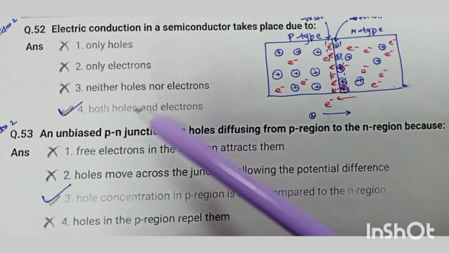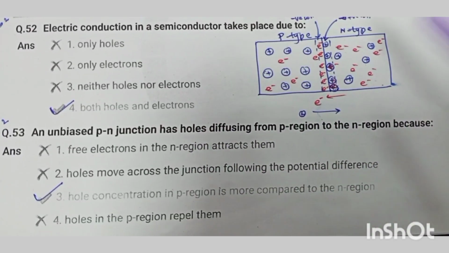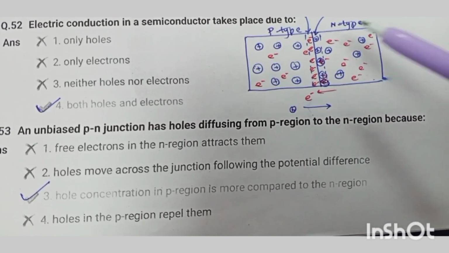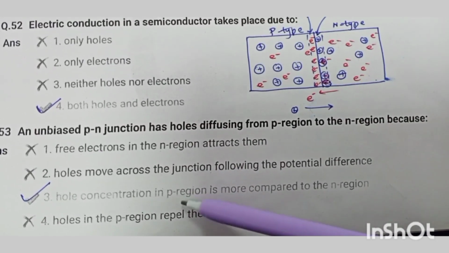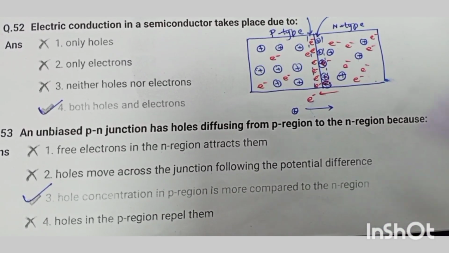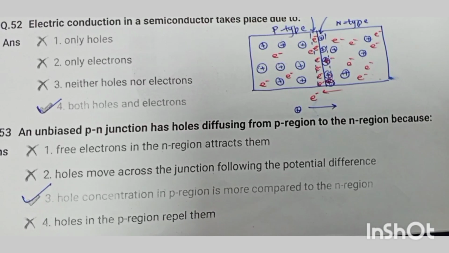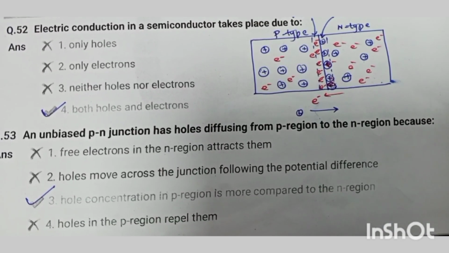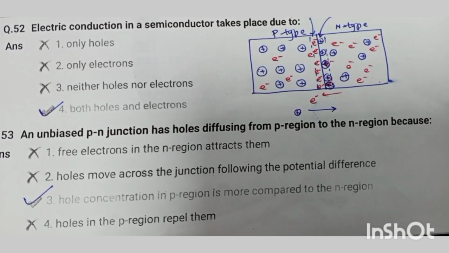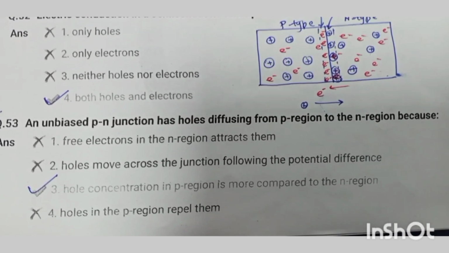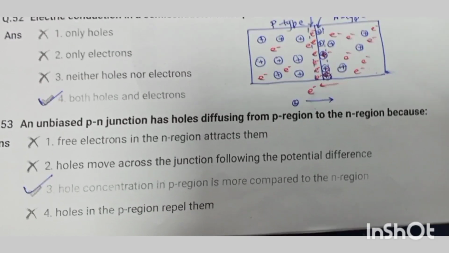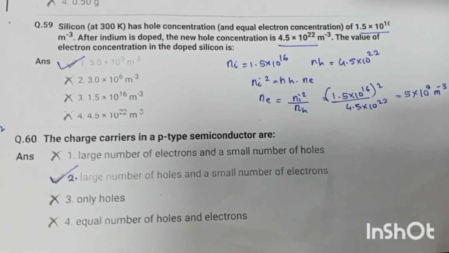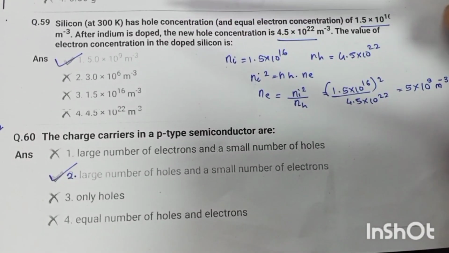Next question. An unbiased p-n junction has holes diffusing from p-type to n-type because of the concentration. So option 3, hole concentration in p region is more compared to that in the n region. Also read in detail about forward biasing, reverse biasing, minority carriers, majority carriers, doping, how p-type is formed, how n-type is formed, Zener diode. Read thoroughly on all these topics. Theoretical questions are asked based on that. Let us see the next question.